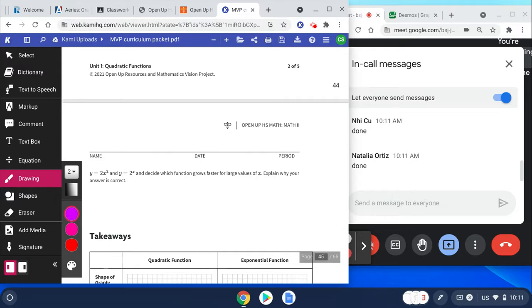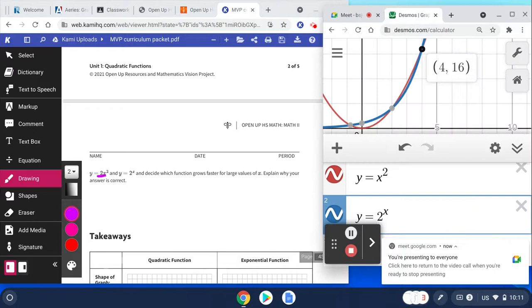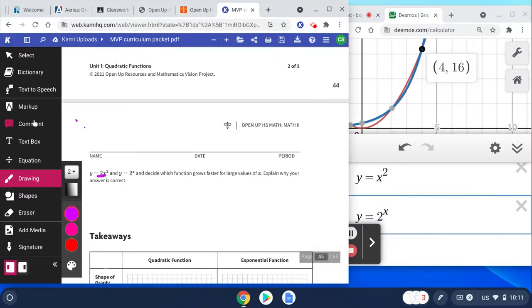Okay, for the next one, y equals 2x squared and y equals 2 to the x. Decide which function grows faster for large values of x and explain why. So I'm going to go back into my Desmos. Actually, first, let me just insert the other one. So I'm going to go up to Insert Media.